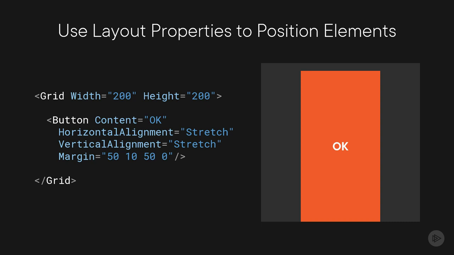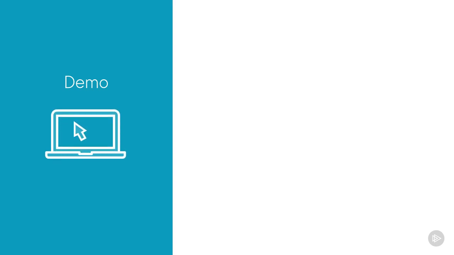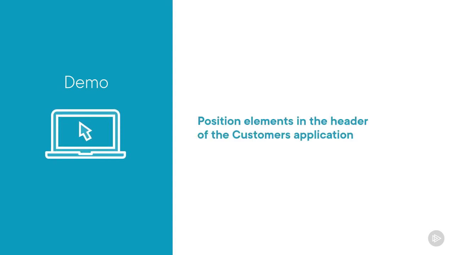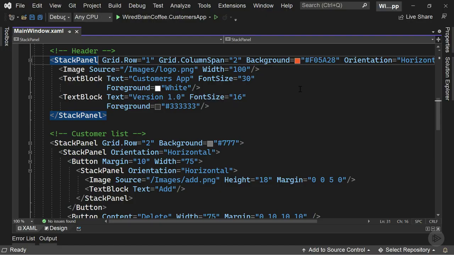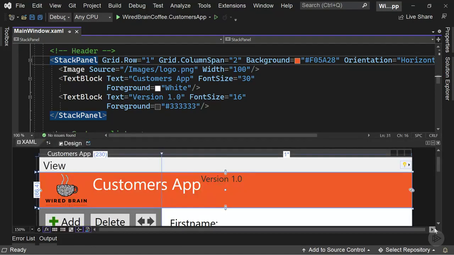Instead of separating the values for the margin property with spaces, you can also use commas if you prefer that. Now, in this demonstration, let's position the elements in the header of the customer's application. Let's switch to Visual Studio. Here I've opened the main window XAML file of the customer's application. Now let's use here a split view to bring in the designer.